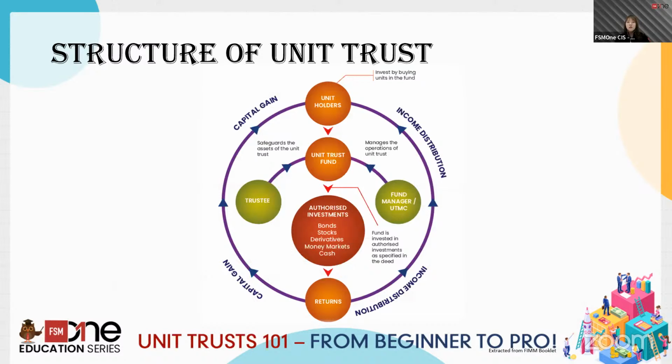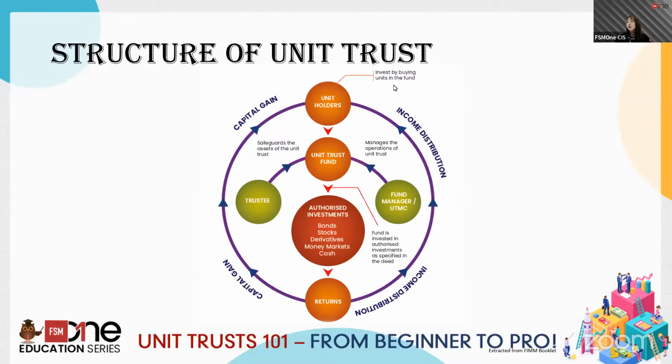Next, this diagram is displaying the structure of the unit trust fund, whereby the three main things to focus on here are the unit holder, which is in the orange circle, the fund manager, which is on the right-hand side, green circle, and the trustee, which is on the left-hand side, green circle. Before we go deeper into the role of each, let us walk you through the structure of the unit trust here.